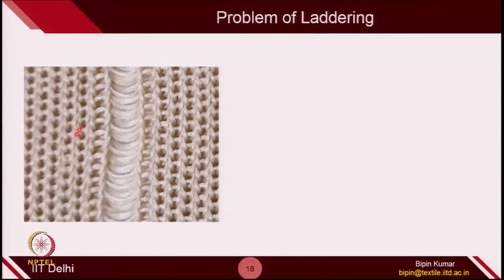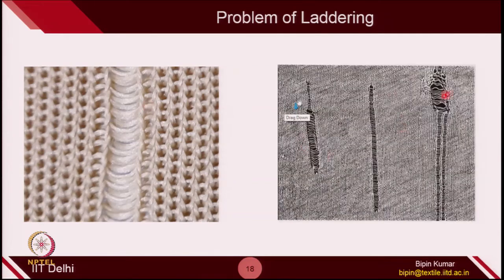So, here you can see one of the loops was missing, and this is why all the loops became straight. It is just like a straight segment. This is some kind of problem in a fabric structure. So, you can see how the fabric structure has been laddered. This defect is called laddering of loops in knit structures.